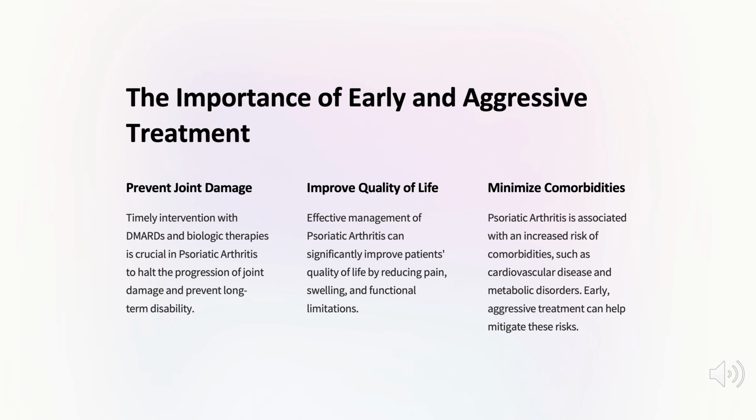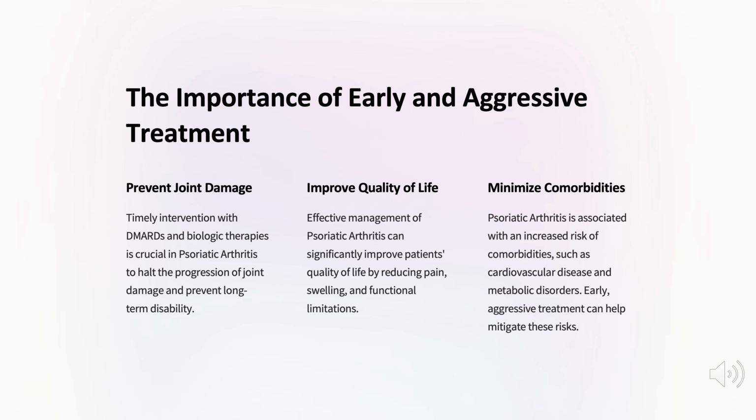Now let's underscore the importance of early and aggressive treatment in psoriatic arthritis. In psoriatic arthritis, timely intervention with disease-modifying anti-rheumatic drugs, DMARDs, and biologic therapies is crucial. Why? Because it helps halt the progression of joint damage and prevents long-term disability. By addressing the underlying inflammation early on, we can preserve joint function and mobility, ultimately improving the prognosis for patients.